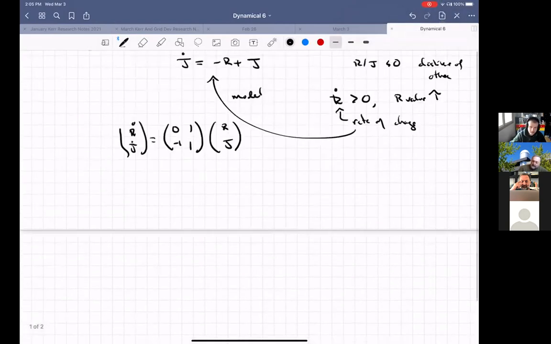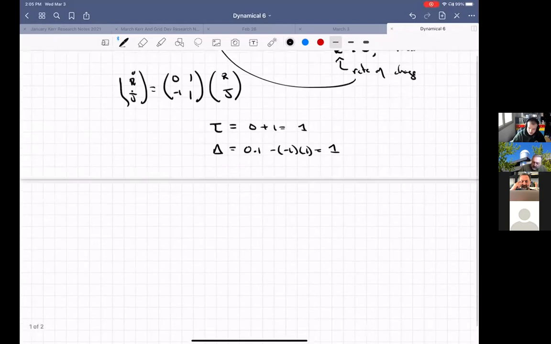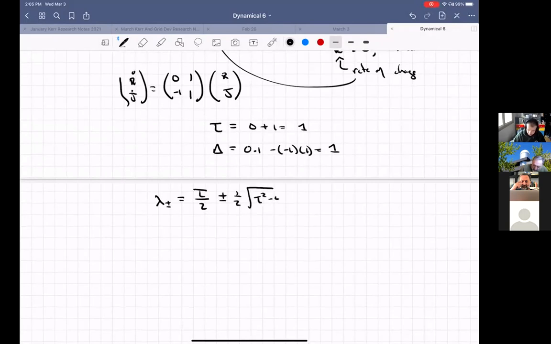And we learned in the last class that it's useful to compute the trace, which is 0 plus 1 is 1, and the determinant, which is 0 times 1 minus 1 times 1, which is 1. So here we have a positive trace and a positive determinant. And we learned to compute the eigenvalues. Lambda plus minus, the formula for our eigenvalues is half of the trace plus or minus the square root of the trace squared minus 4 delta.